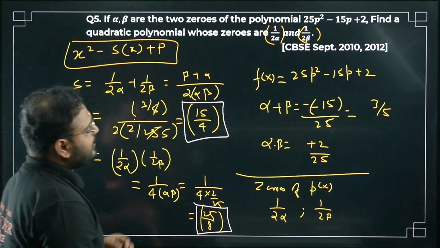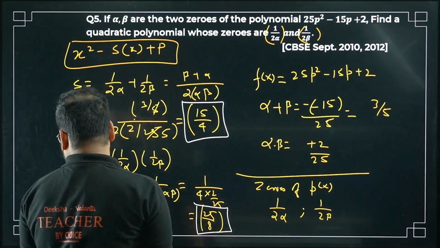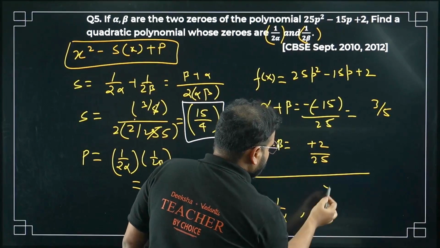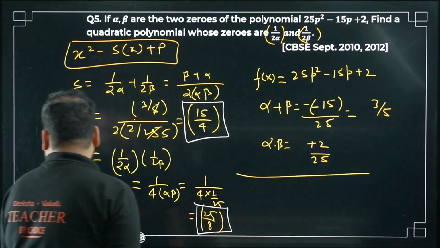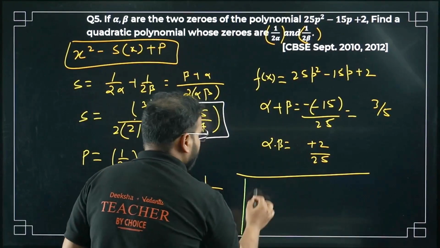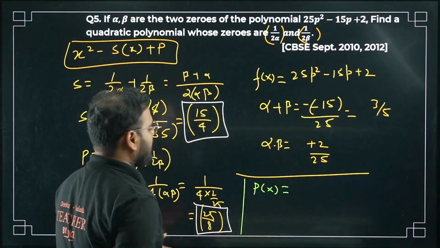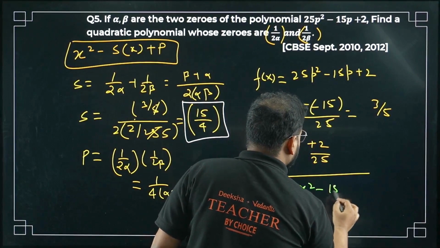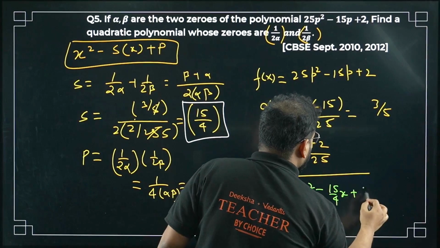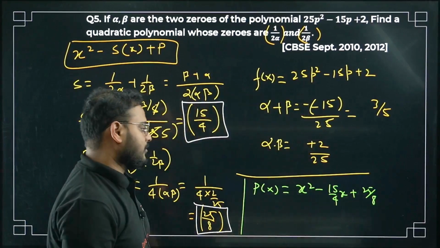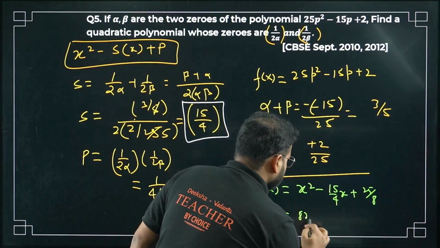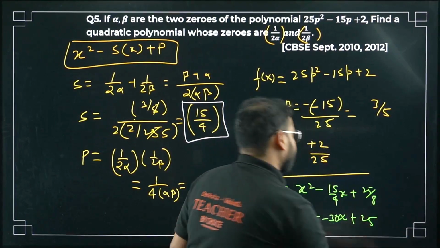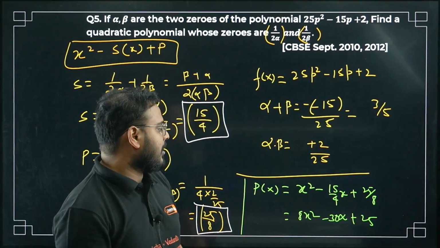So your equation turns out to be, I can write it over here only. I'll just erase this part and write this answer over here. The polynomial p(x) will be given by x square minus 15 by 4 x plus 25 by 8. Now multiply everything with 8. What are you going to get? 8x square minus 30x plus 25.